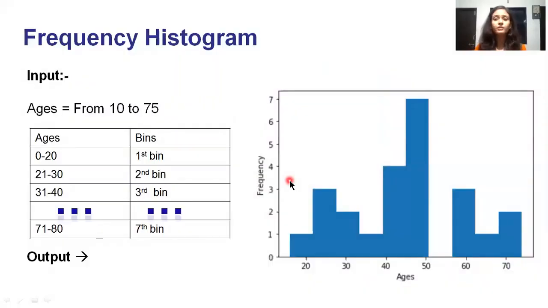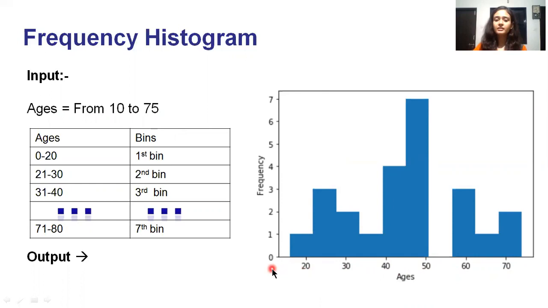But what if the unique values list is so long? Here is the second example. In the input I have ages, and in my data set I have persons of age from 10 to 75. It is very difficult to write the complete labels from 10 to 75 on the x-axis. So what will the histogram do? The histogram will only show different ranges. We call them bins, and bins will be of equal size.